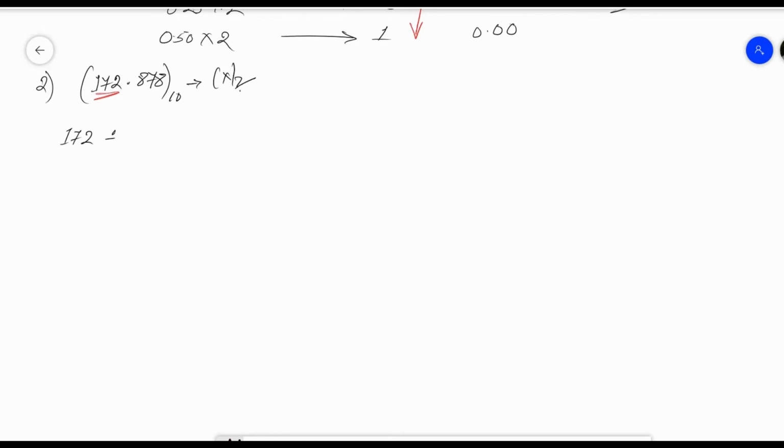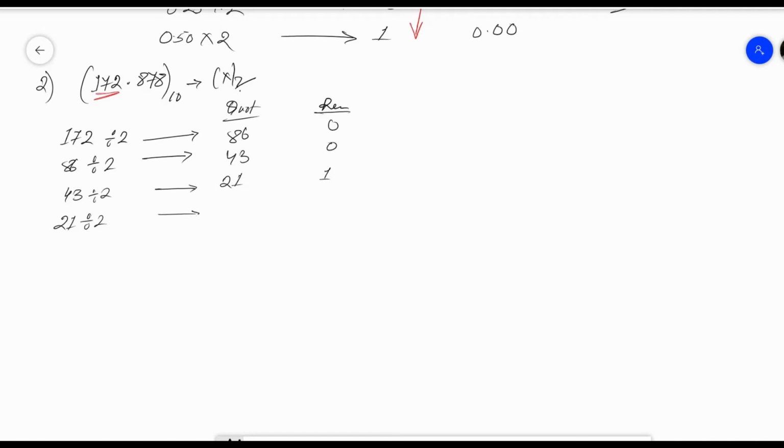So let us see. 172 divided by 2, we have here the quotient and here the remainder. So if we divide 172 by 2, we get 86 with no remainder. And again we divide 86 by 2, so we have 43 quotient and remainder 0. And we again divide 43 by 2, so we get 21 with 1 as remainder. And we again divide 21 by 2, and we have 10 with remainder 1.